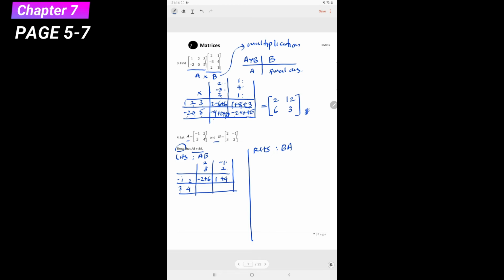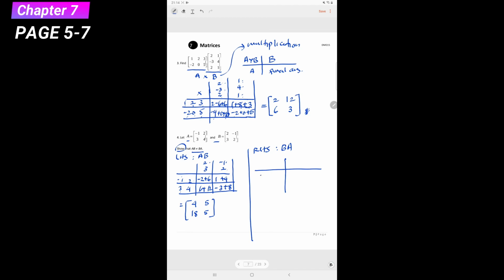Okay, 3 times with 2 is 6 plus with 12. Okay, and then negative 3 plus with 8. And then kita akan tambah dia, selesaikan. We have 4 here, 5, and then 18. Last one is 5. Okay, so this is on our left hand side. Now, let's take a look at right hand side. B times with A. So, put it in our table.